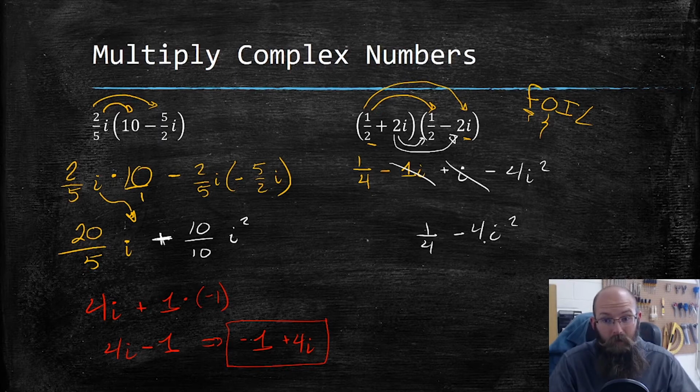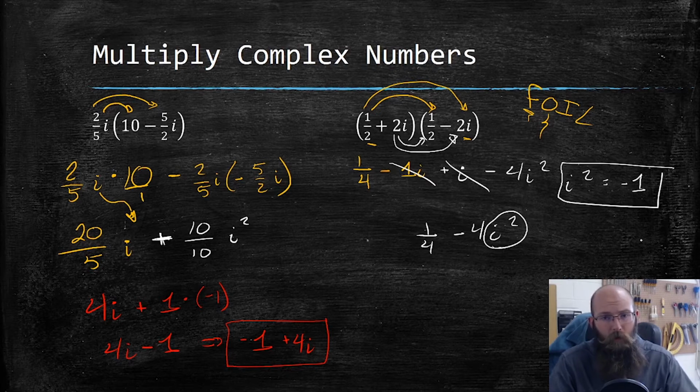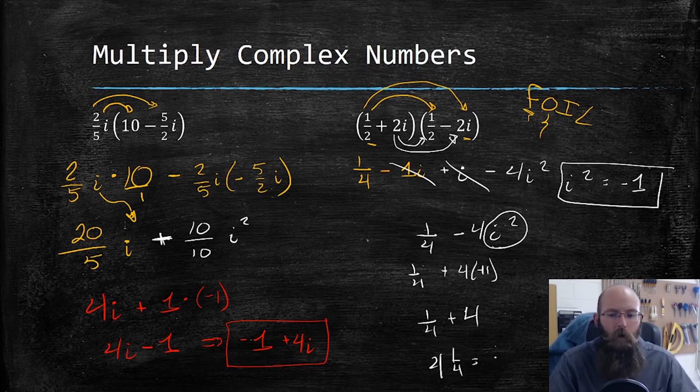But we talked about this. i squared equals -1. That is always true. i is always the exact same thing. Don't think about it like a variable. Think about it like a fancy number. So i squared equals -1, and I'm going to substitute that in. 1/4 minus 4 times -1. Double negative. So 1/4 plus 4, which is 4 1/4, or 17/4.